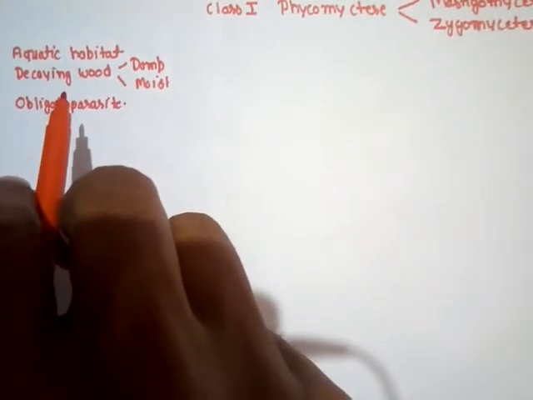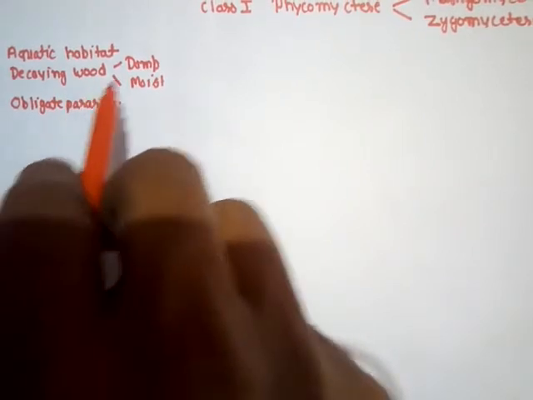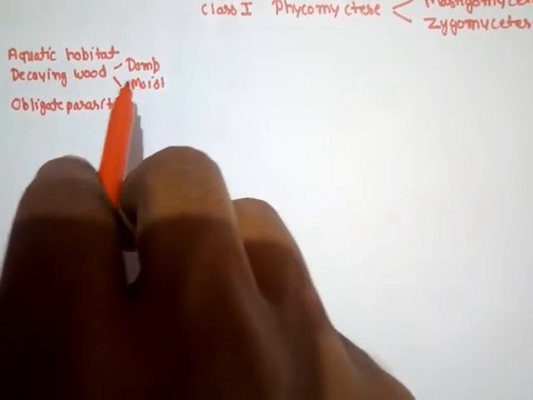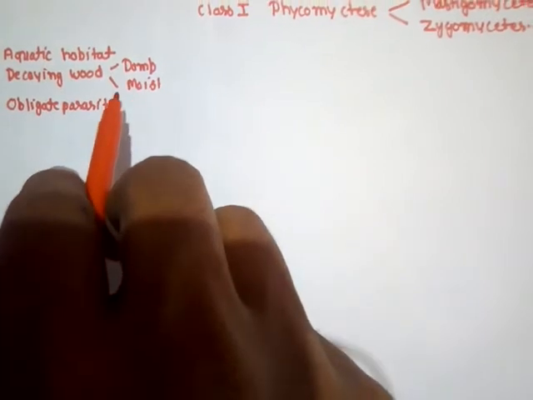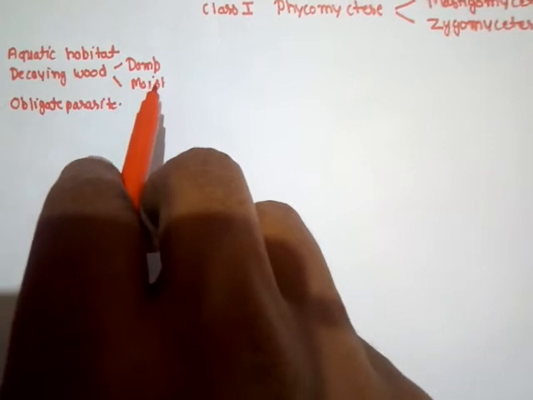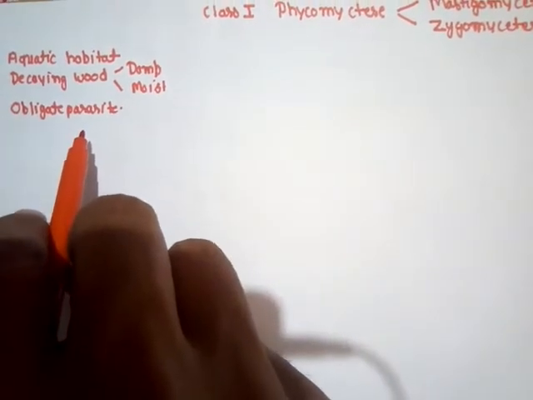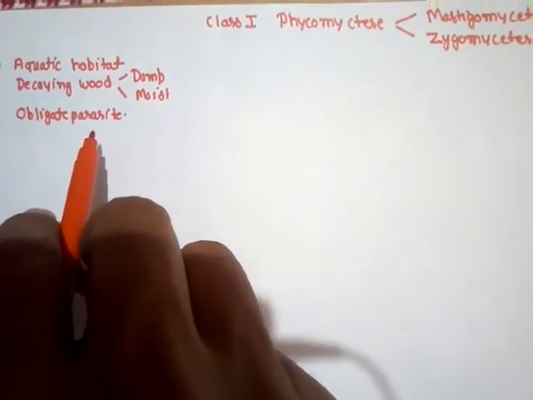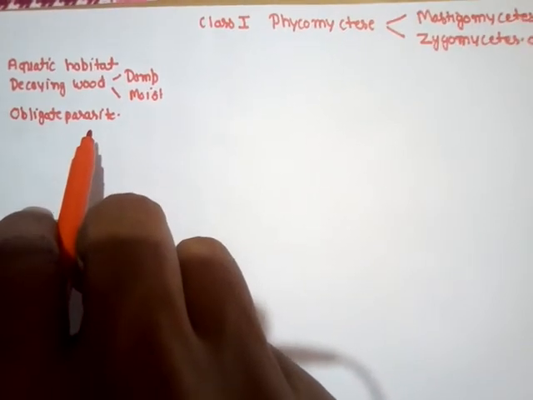So if there is a place which contains decaying organic matter, they can grow there also, but the condition must be damp. That means there must not be sunlight, and the condition must be moist. The presence of moisture should be there. So if the decaying organic matter has moisture and damp conditions, then they can grow there also. And some members of this class phycomycetes are obligate parasites on plants. Obligate parasite means they are essentially parasites; they cannot survive in a free living state.